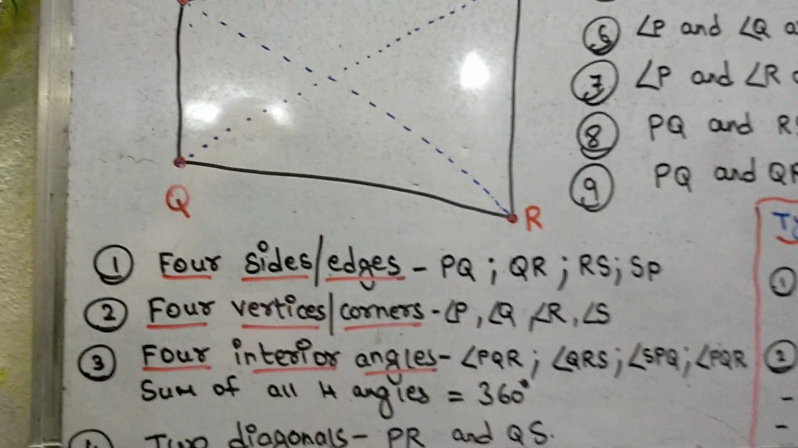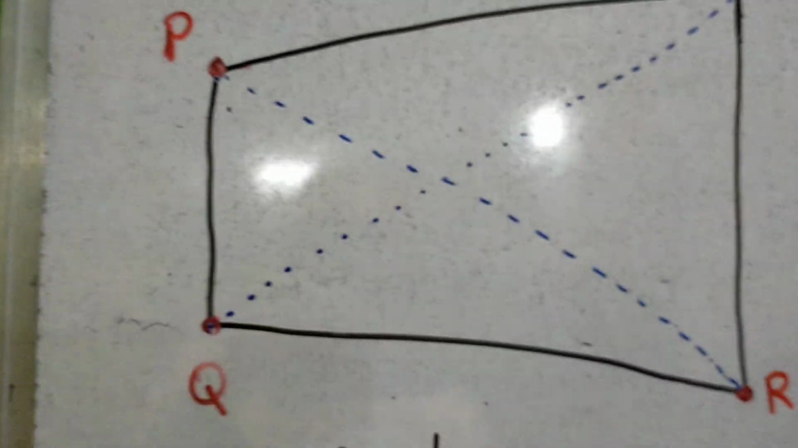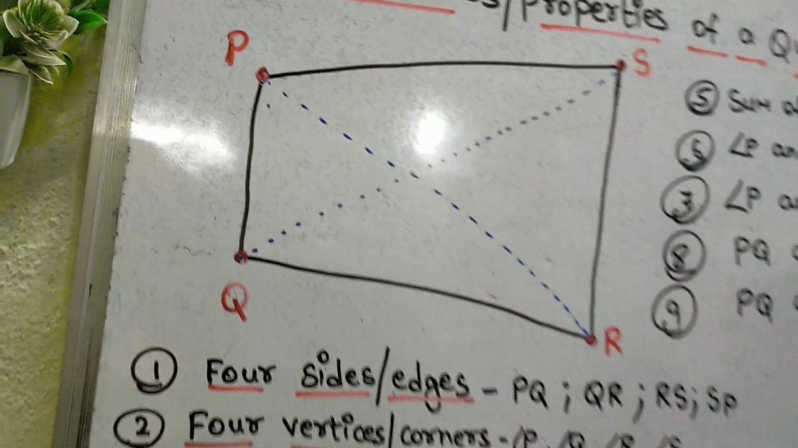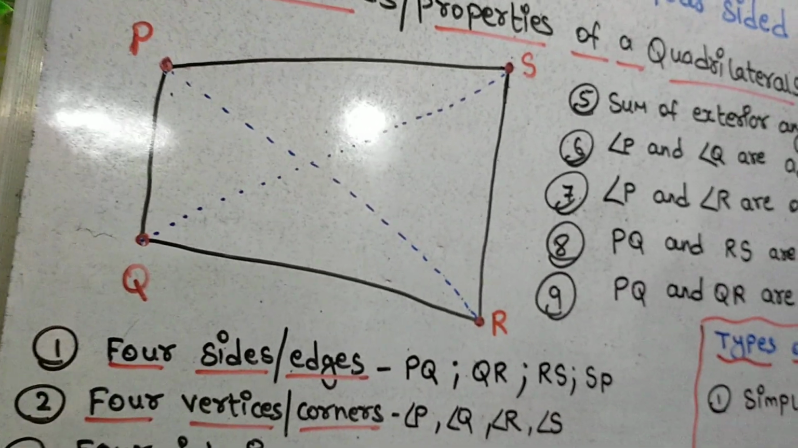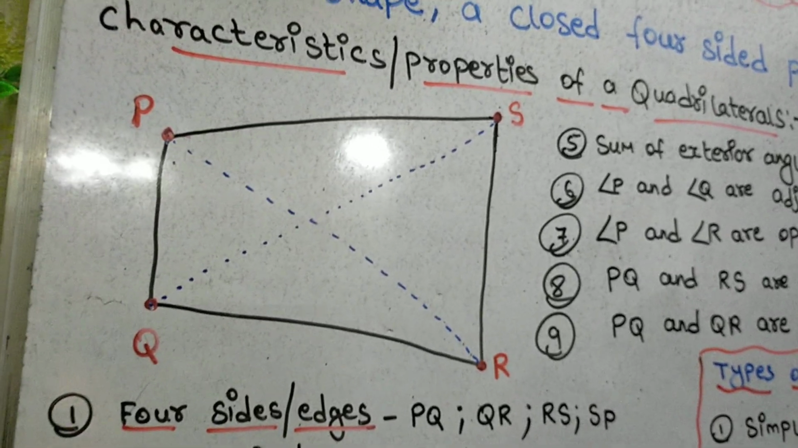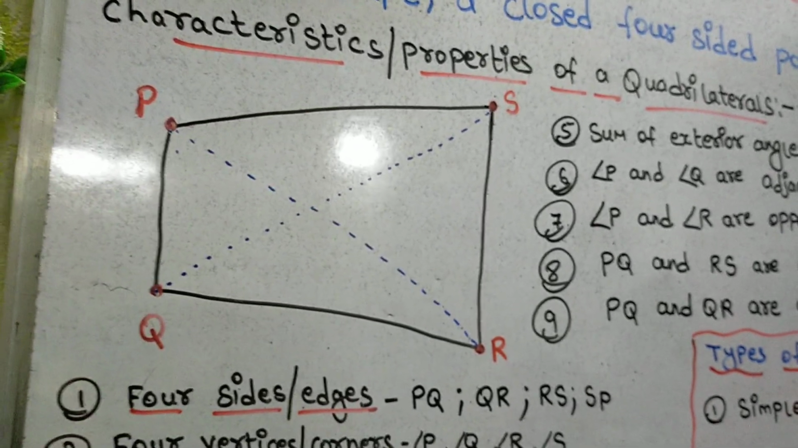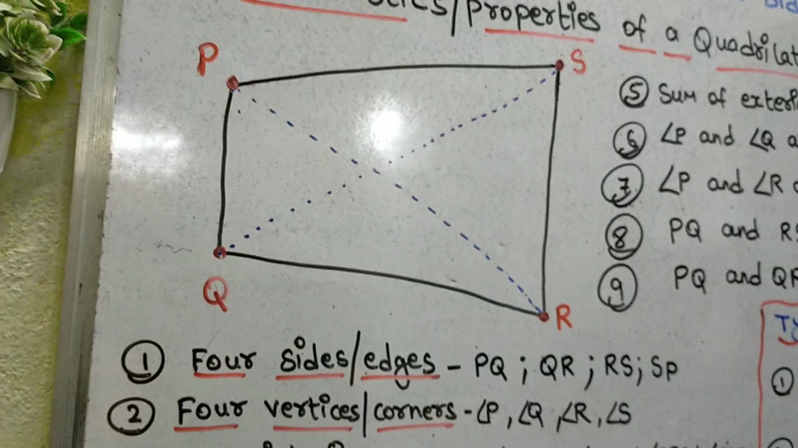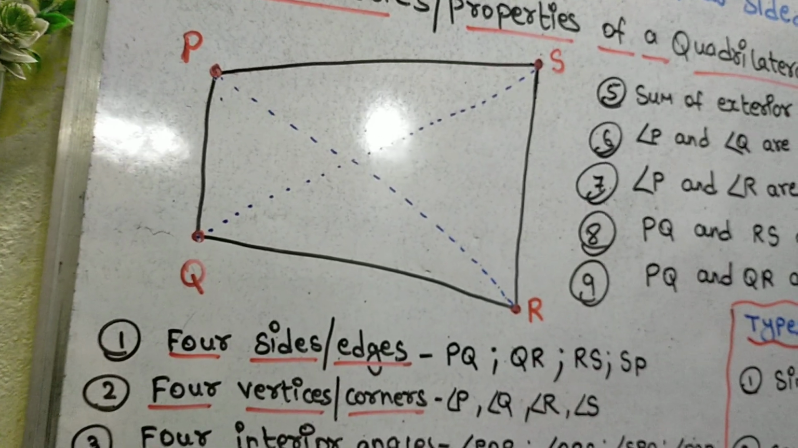4 interior angles. And the sum of all the 4 angles is equal to 360 degrees. It is always equal to 360 degrees, not more than that. The sum of all the interior angles of a quadrilateral is how much? 360 degrees. Did you understand, kids?